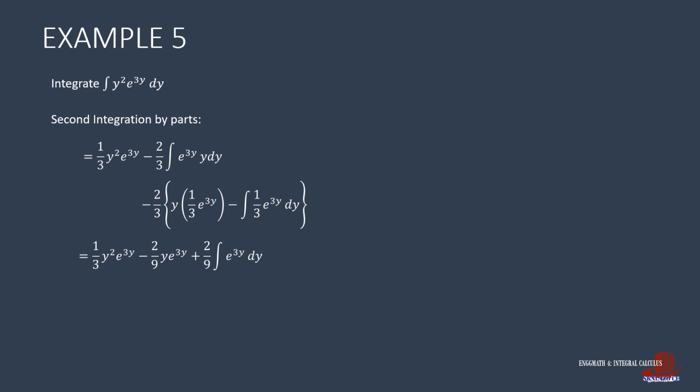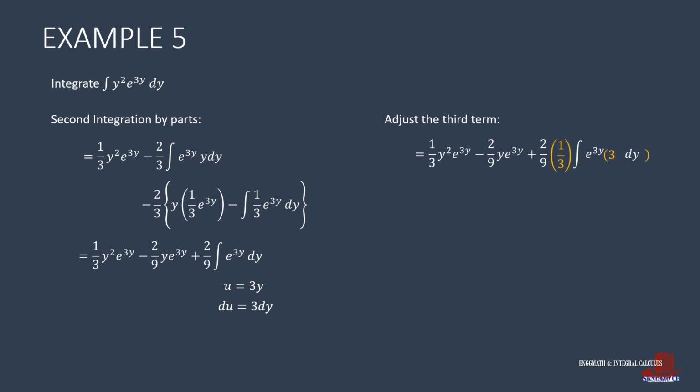Check the last term with the integral. This can be integrated using the logarithmic method. So u is 3y and du is 3 dy. We are missing 3 in the derivative. So adjust the third term by injecting 3 and 1/3 in the term to have the final answer as a third of y squared times e raised to 3y minus 2/9 of y times e raised to 3y plus 2/27 of e raised to 3y plus c.